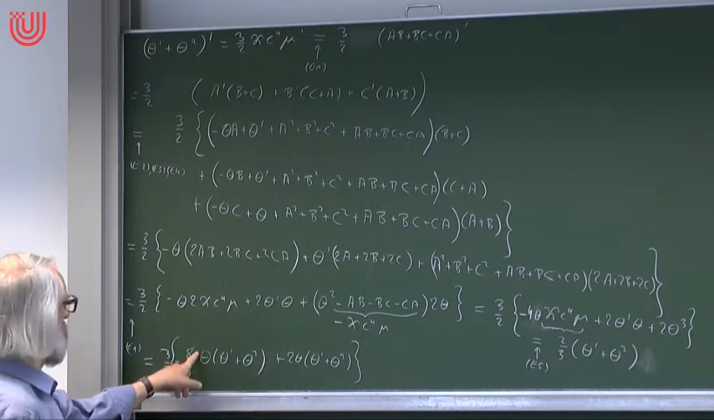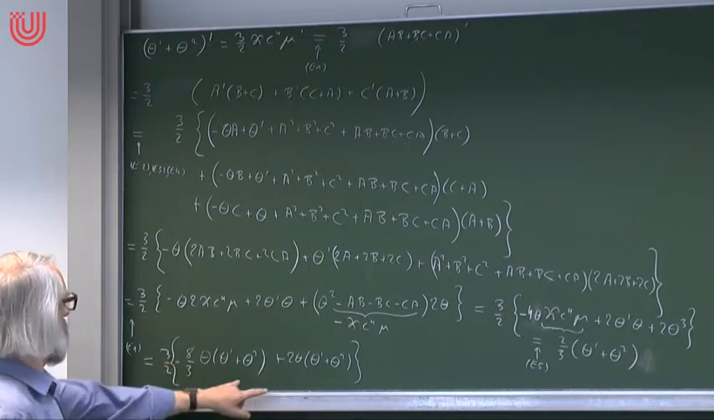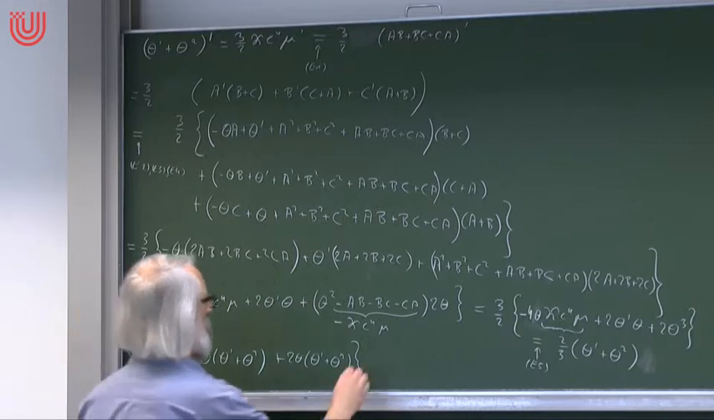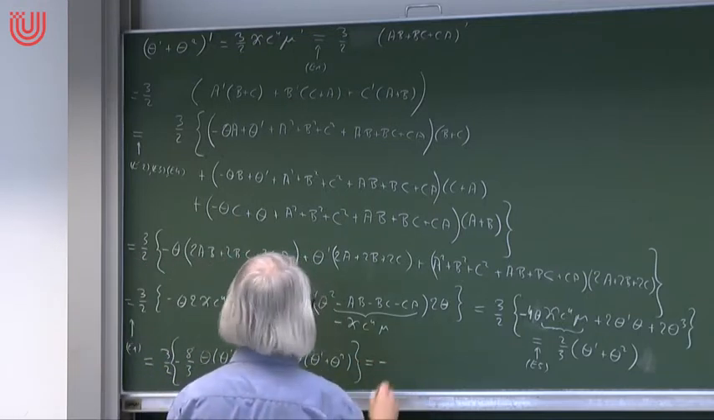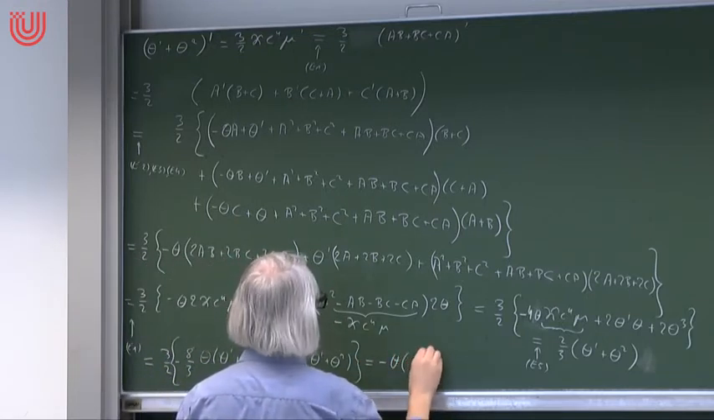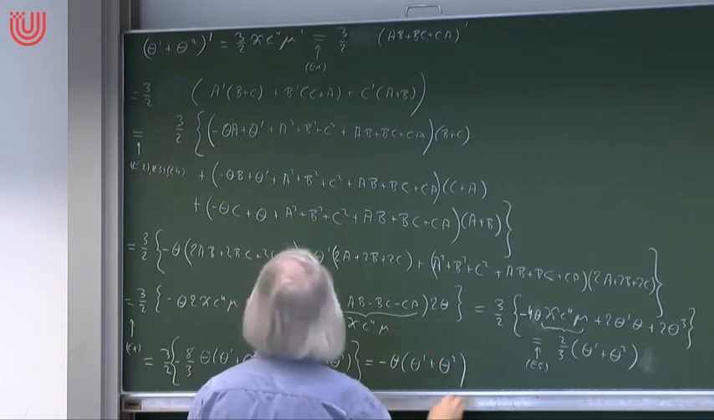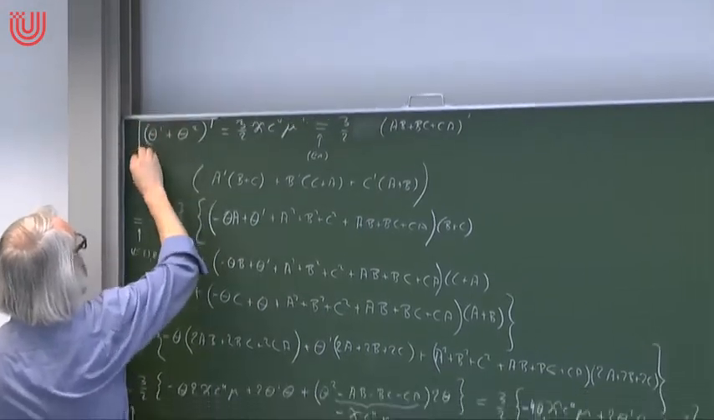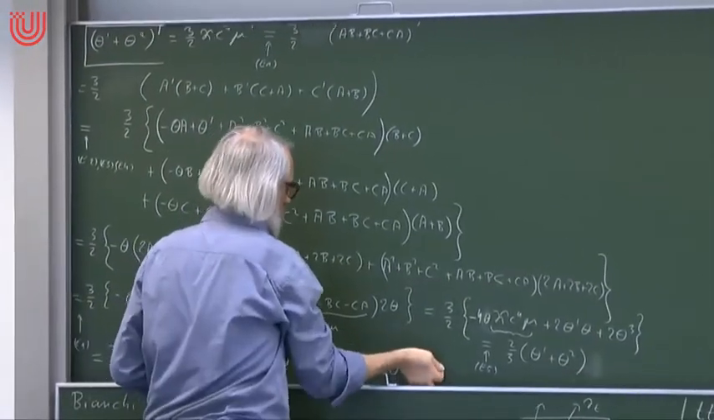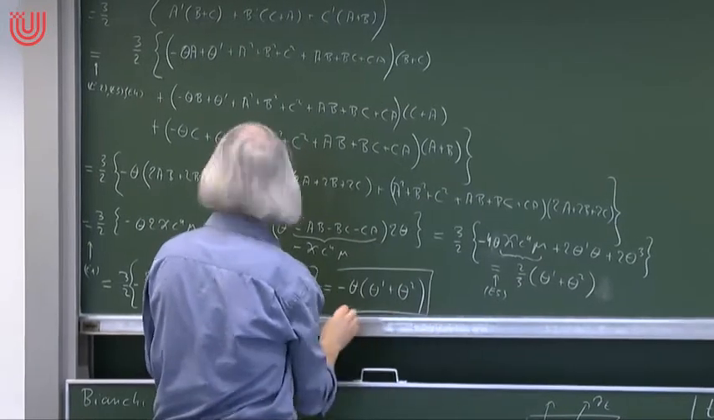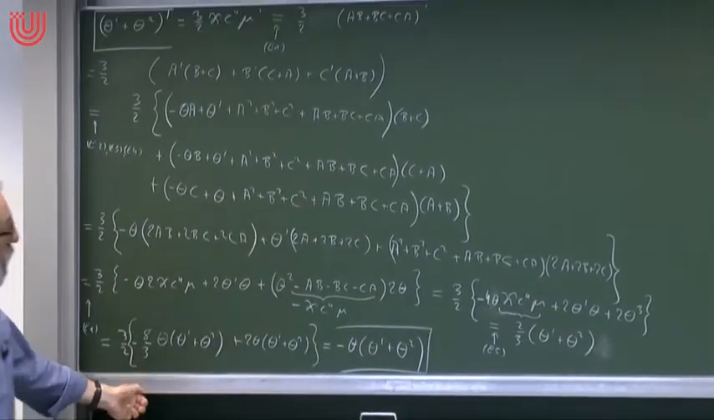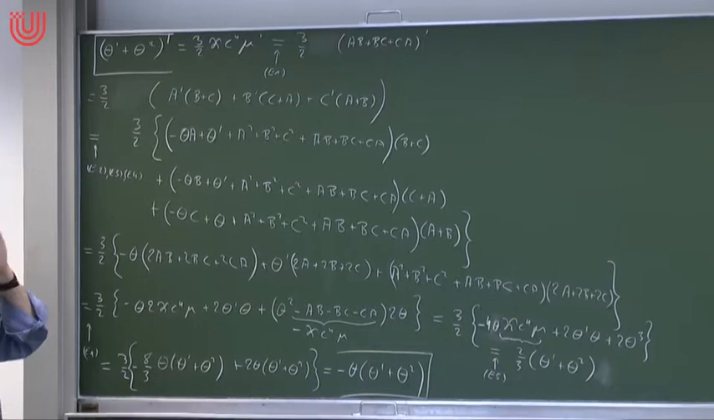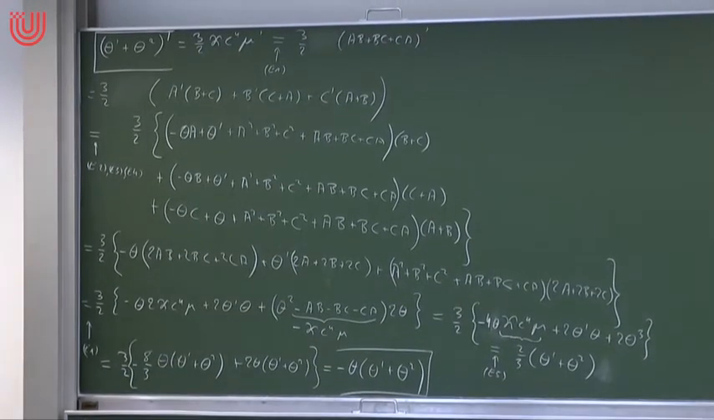So this gives minus 4, and this gives plus 3. Oh yes, it's correct. It gives a minus 1. So it's minus theta prime plus theta squared. That's correct. Very nice. That's our differential equation for theta alone. So we have achieved our goal of deriving a differential equation for theta alone. And this can be solved. So let's solve it.